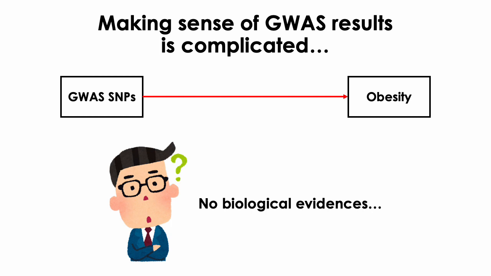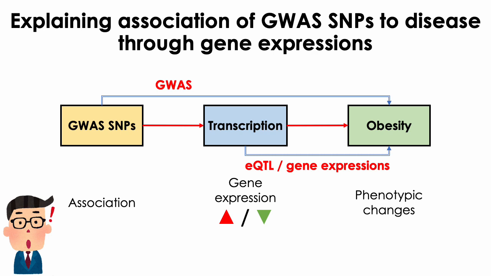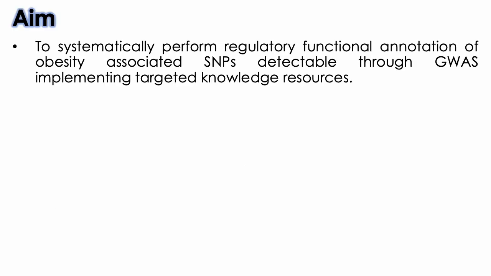We cannot determine causative variants or genes by simply looking at GWAS-identified SNPs alone. A fine mapping approach is required to narrow down the list of possible causative variants and genes. One way of explaining the associations of GWAS SNPs to disease is through gene expression. GWAS SNPs could function as eQTL, influencing the expression of genes during transcription and indirectly causing phenotypic changes to a disease. This project aimed to systematically perform regulatory functional annotation of obesity-associated SNPs by implementing targeted knowledge resources.